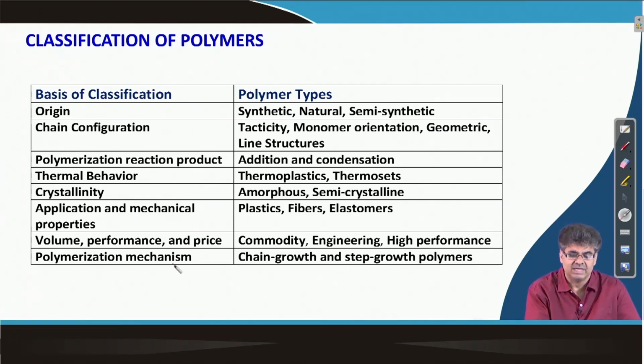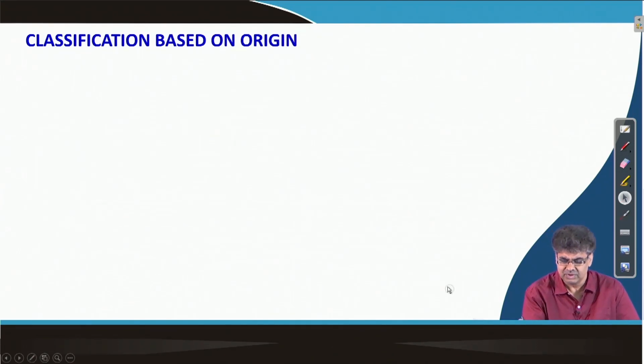Whether the students remember what the basis is is not that important, but students should actually remember all these types of polymers which are mentioned in the right column. Now I will talk about the different types of classification, for example, in the first case, based on origin.